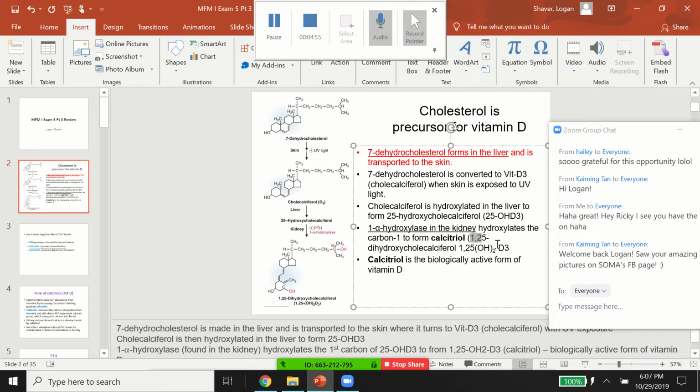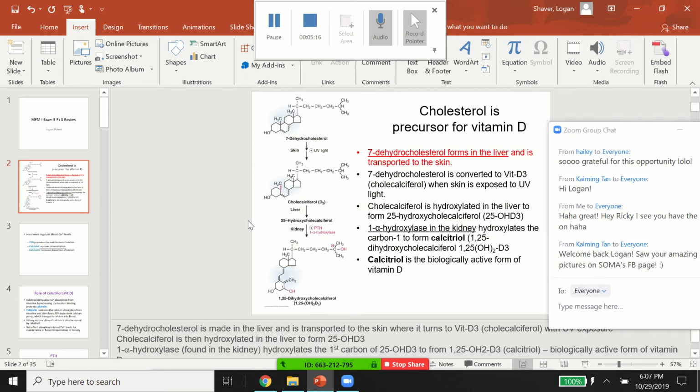So these two are the same thing. This is one name for it, and this is the shorter version, this other bit right here. But calcitriol is what we call it, and it's going to be your bio... I can't even say it. Biologically active form of vitamin D.